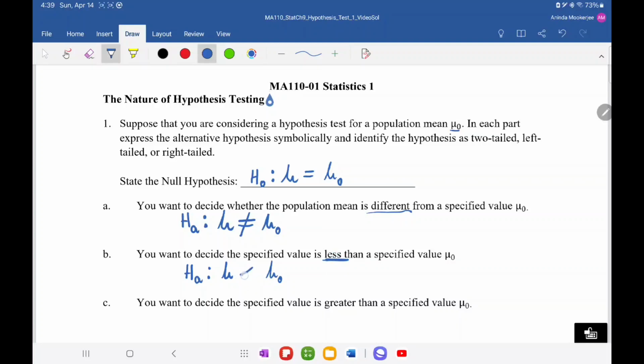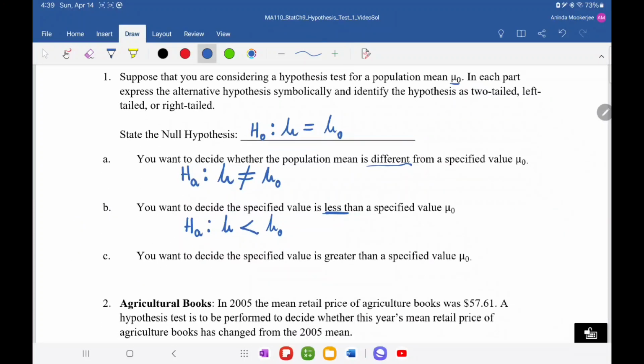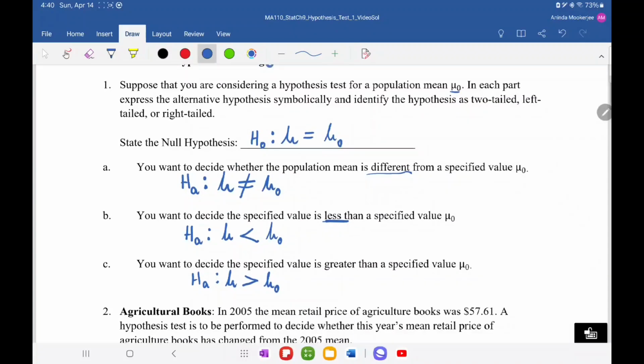So you have to use the less than symbol between the two means. And finally, it says you want to decide the specified value is greater than a specified value mu sub 0. So it's H sub A colon, again the population mean mu symbol, but this time it'll be greater than mu sub 0. All right? So these are the three ways you state your alternate hypothesis, but you will be using just one of them depending on the question.